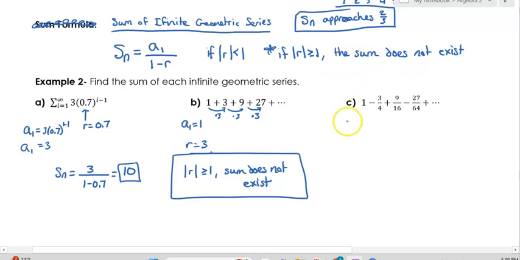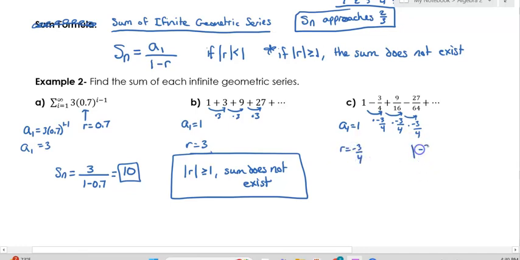Okay, looking at this one, I also think the first term is 1. So now I'm looking for the R value. It's changing signs. That's totally fine. I think it multiplies by negative 3/4 because 1 times negative 3/4 is negative 3/4. Times again, you get positive 9/16. Times again, you get negative 27 over 64. So the R value is negative 3/4.